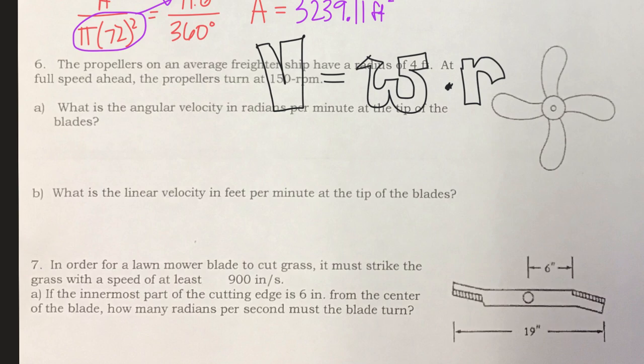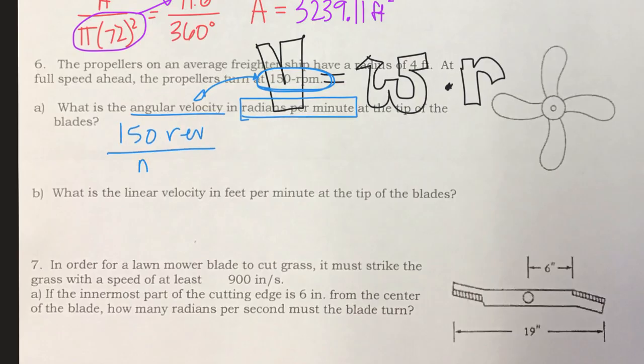So this one says we have propellers turning at 150 RPMs. What is the angular velocity? That's this angular velocity in radians per minute. So our first problem is just a conversion. We don't have to do any multiplication or any formula. We have 150 revolutions per minute. So you need to know what RPM stands for. It stands for revolutions per minute. And now we have our conversions.